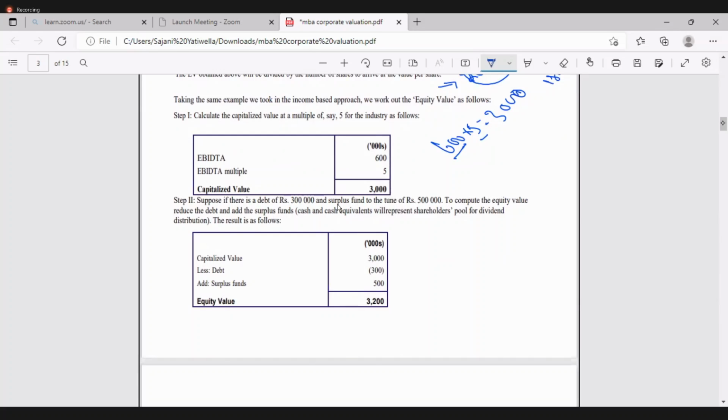Step 2, suppose there is a debt of 300,000 and surplus funds to the tune of 500,000. To compute the equity value, reduce the debt and add the surplus funds, cash and cash equivalents, which will represent the shareholders' pool for dividends distribution. So you indicate if the total value is here 3,000 rupees, then out of this 3,000, we have to eliminate some debt obligations. If there were 300,000 in debt obligation, we have to eliminate that. In addition, we have some particular reserves, 500,000 surplus. Then we have to add that. Then it becomes 3,200.